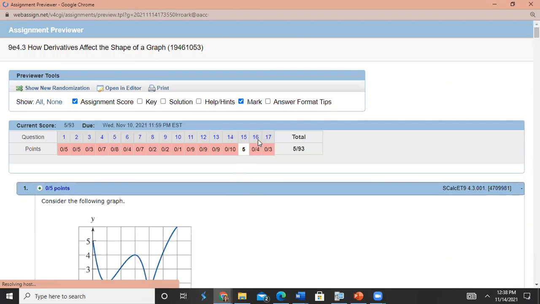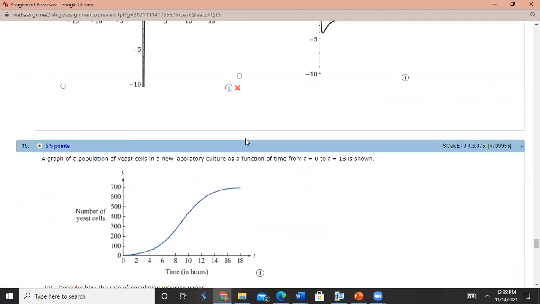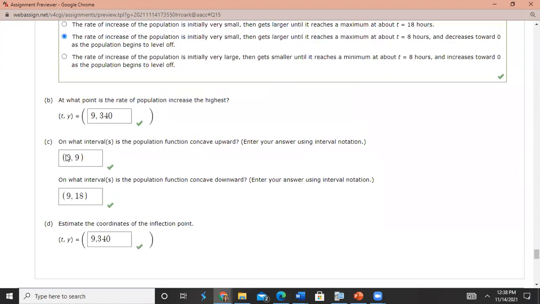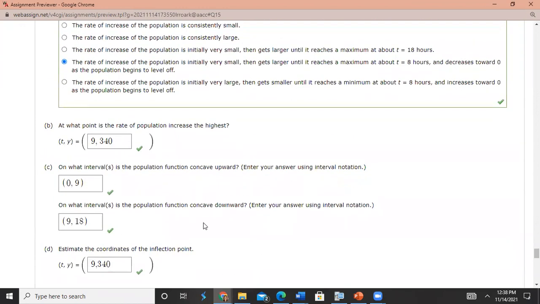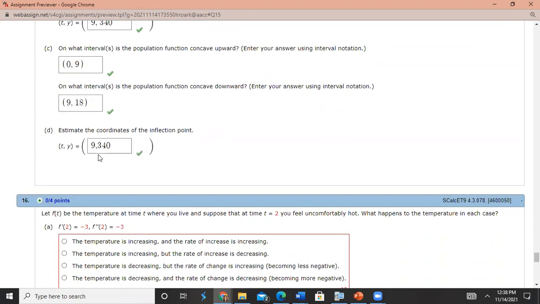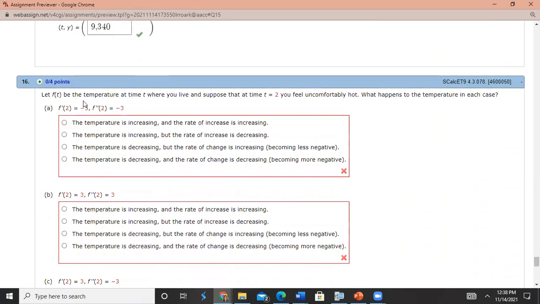Okay, so hopefully that kind of makes sense a little bit there. B and D are really asking you the same question two different ways, and there are some variations in what WebAssign will accept for B. Okay, let's go and take a look at 16.